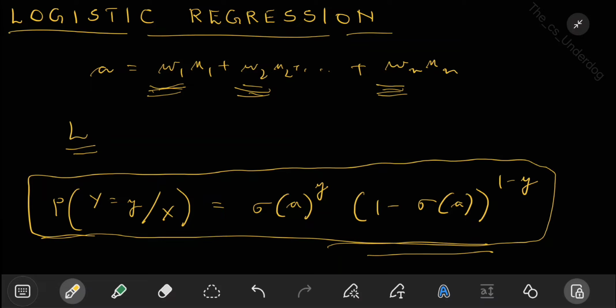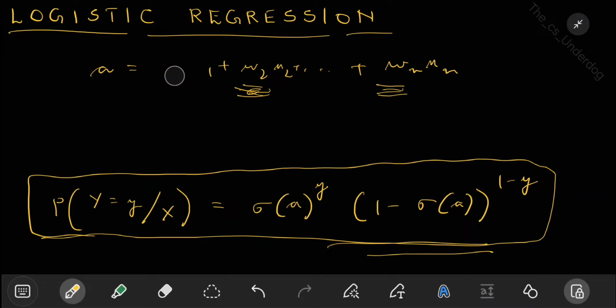So what you have to do is find the W's which will maximize the likelihood. That is the whole task. If you find the value of the W's, the coefficients, which will maximize the likelihood, that is the perfect value of W that you want. Let us see what is the value of likelihood and how we can maximize it.